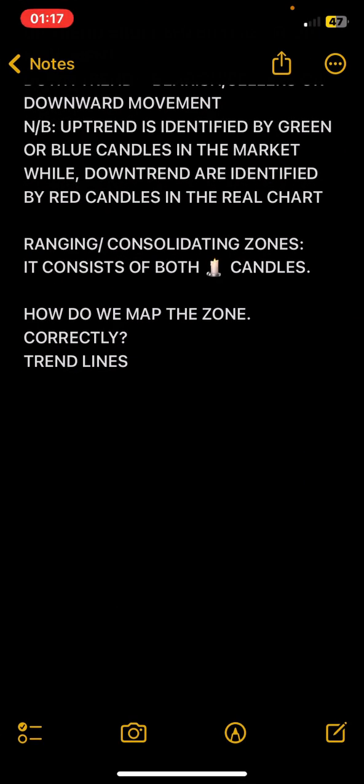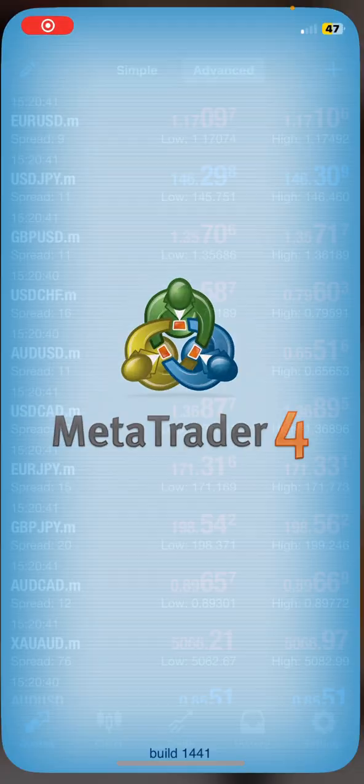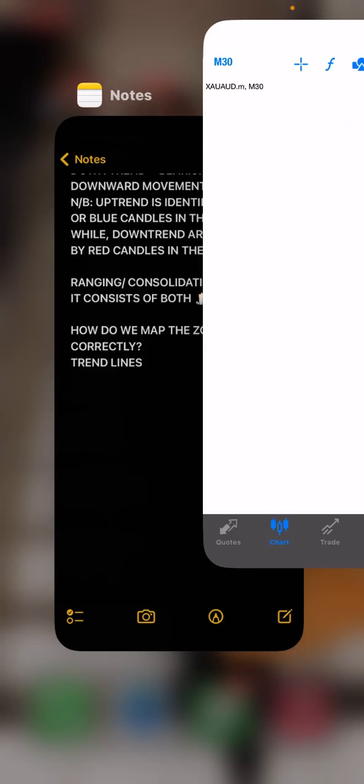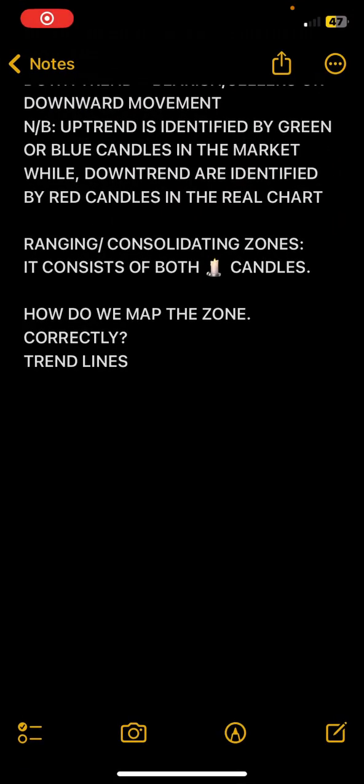Okay, let me just explain it. Once you go to your shapes, I've showed you how to do this, but let me just go back again. Once you click on these shapes here that has shape, triangle, and circle, you search for a tool called trend line. So how do you use trend line to identify a trend when you're trading the market?